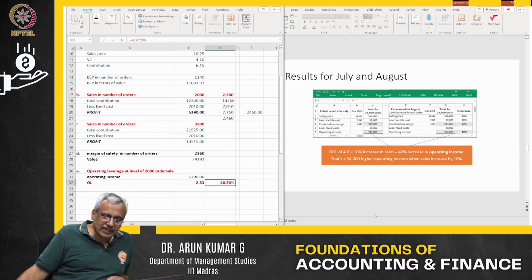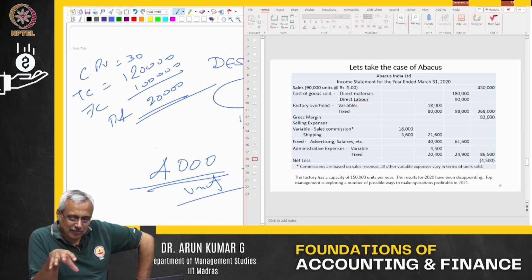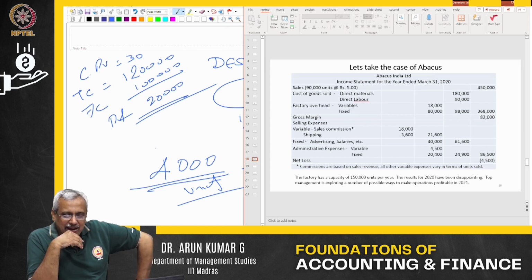That is what your degree of operating leverage gives you. Am I with you on this? Now, let us take up the next aspect. Let us take a comprehensive example. I have taken a comprehensive example of Abacus.